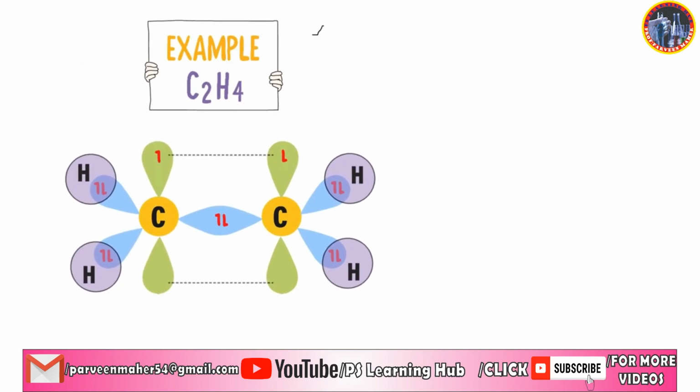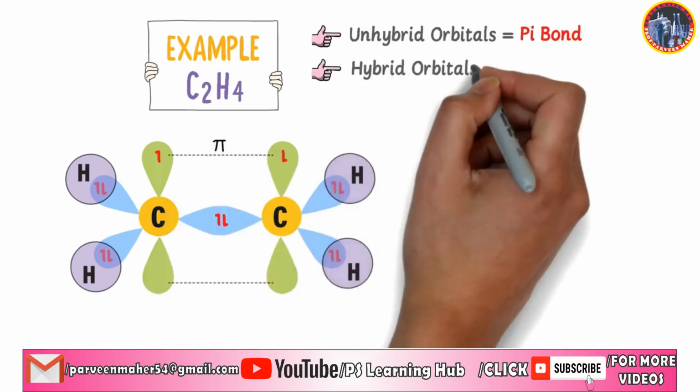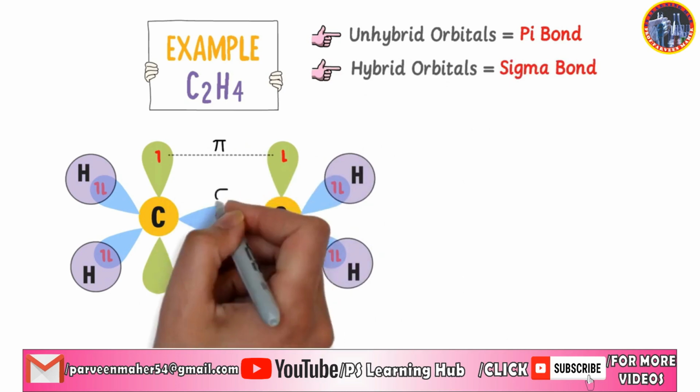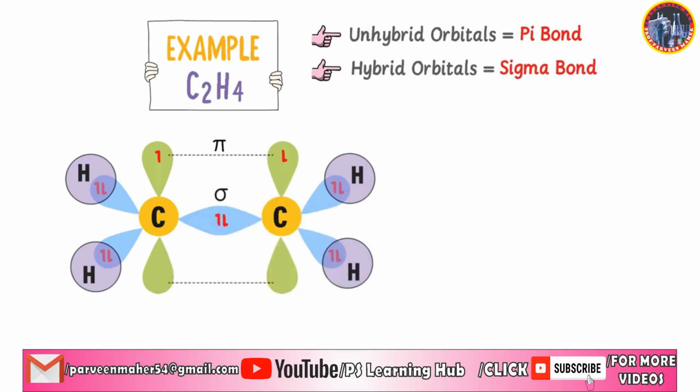Note it down that unhybrid orbitals always form pi bond. For example, this 2pz forms a pi bond, while hybrid orbitals always form sigma bond. For example, these sp2 orbitals form a sigma bond. Thus, in this molecule, there is one pi bond and one sigma bond between the carbon-carbon atoms. Hence, this is the shape and geometry of a molecule in which carbon has sp2 hybridization. So, note down this example.